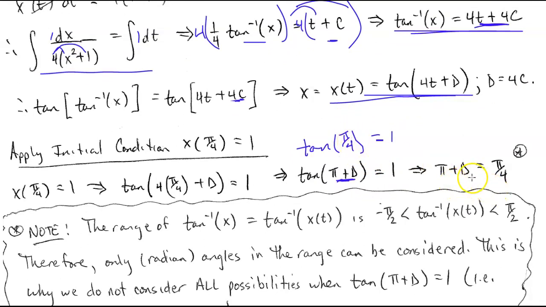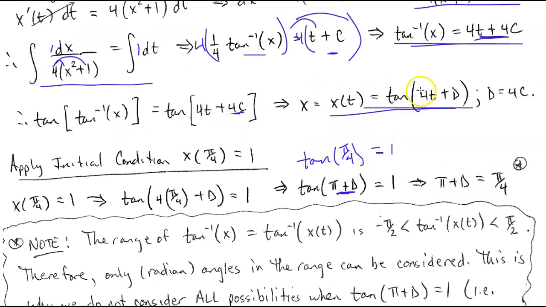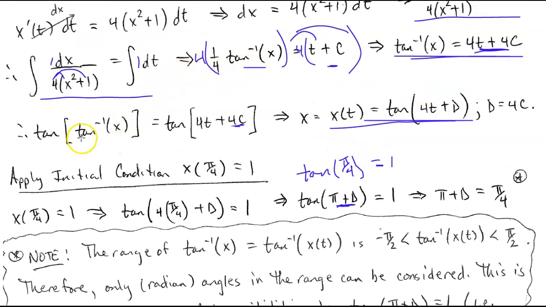But the reason why I only have pi over 4 here is because, remember, all of this actually came from a tangent inverse function. So when we use this property of saying, hey, tangent inverse, and we're able to simplify here to x, there are certain assumptions that we are taking into account.